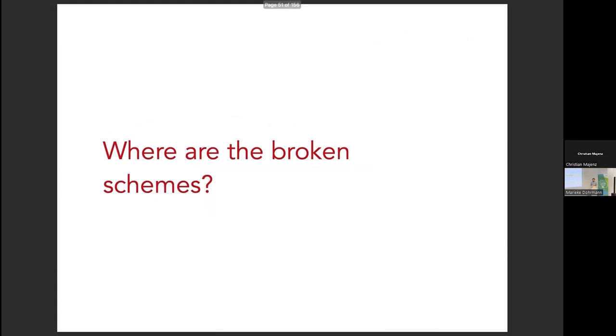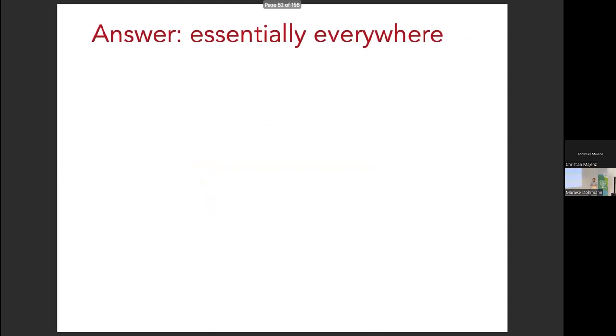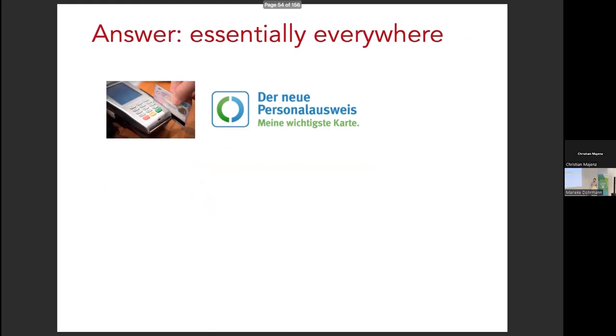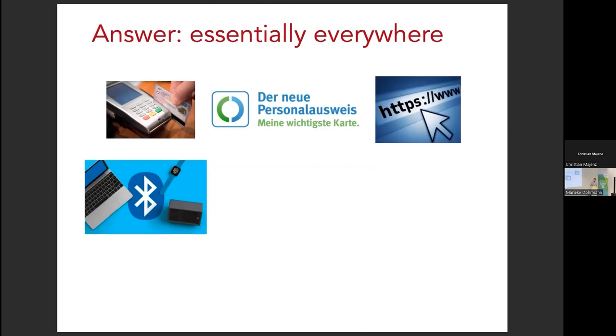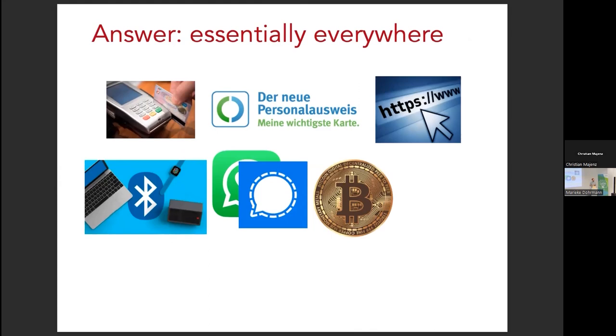Of course, the question is, where are these schemes? And they are essentially everywhere. So for example, when we pay by card, when we use electronic public administration, if anybody does, then we use quantum-broken schemes. Of course, in HTTPS, in the Bluetooth protocol, in secure instant messaging, also some technologies with questionable value to humanity, like Bitcoin.